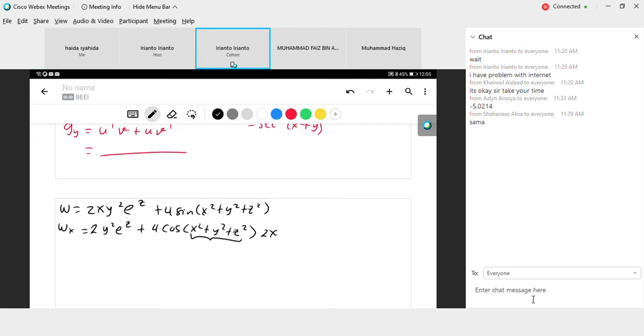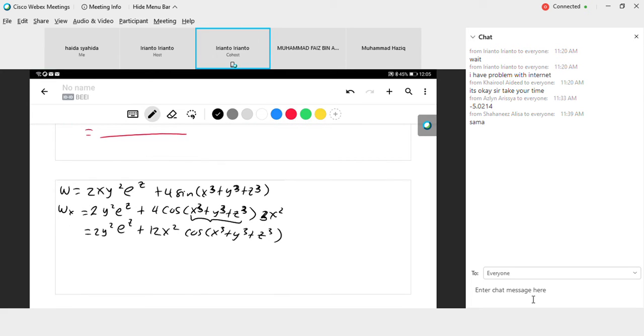Oh, it's cube? Oh, who wrote down square? Somebody came to my office suddenly, seriously. Cube. Cube. So the derivative is 3x square. Okay, so 2y square e to the z plus 12x square cos of x cube plus y cube plus z cube.